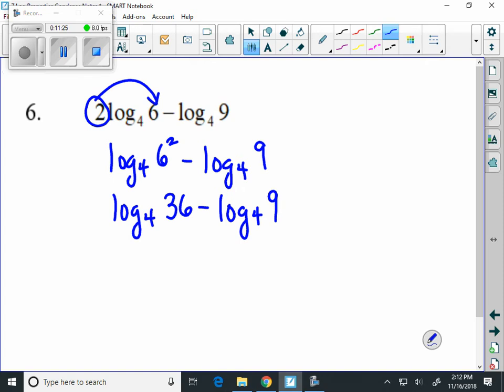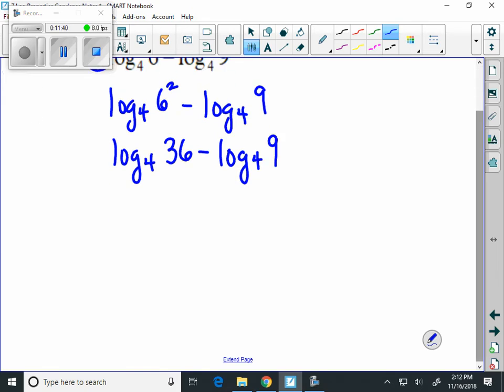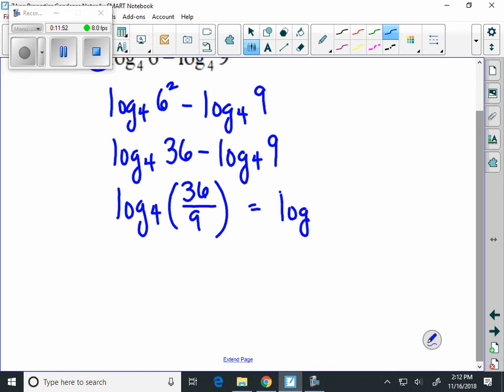But our goal when we condense logarithms is only to have the word logarithm written only once. We have minus in here. That is the quotient property. Log base 4 of 36 divided by 9. 36 divided by 9 is 4.